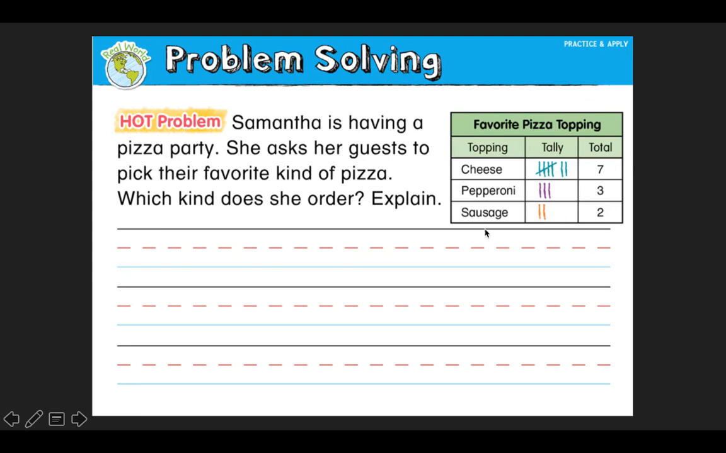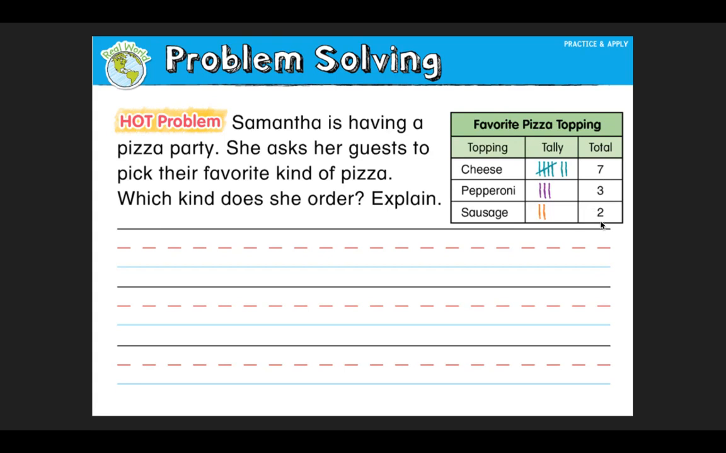All right, well, let's take a look at the tally chart on the side. Put your finger on the tally chart and follow along. The title of our tally chart is Favorite Pizza Topping. In the first column, we have the topping choices: cheese, pepperoni, and sausage. In the second column, we have tallies to represent how many people chose that topping. And in the third column, we have a number to represent the total tally marks. So let's see, how many people chose cheese as their favorite topping? Well, if I look at the total, I have 7 people that chose cheese, 3 people that chose pepperoni, and 2 people that chose sausage.